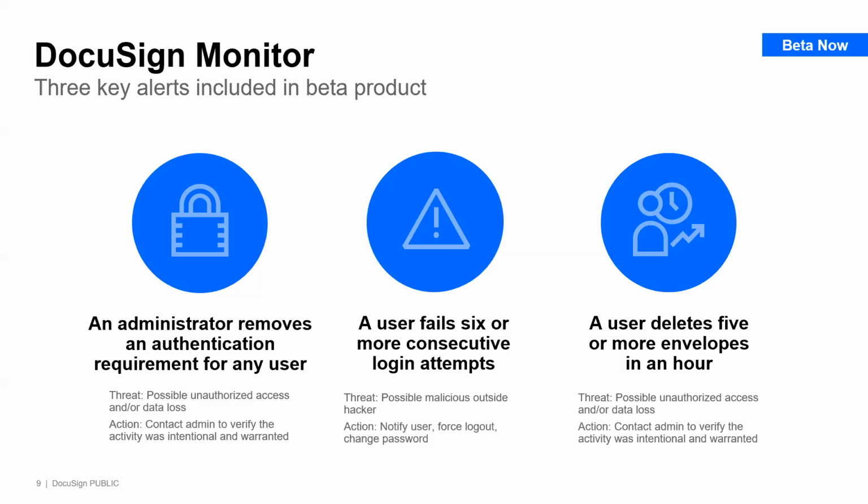Then lastly, we are dealing with data exfiltration. This is where if a user deletes 5 or more envelopes in an hour, that could potentially point to somebody who is a disgruntled employee and who is trying to sabotage the data, and it could result in possible data loss or unauthorized access. There again, you can step in because you're getting that alert to undelete the envelopes to prevent a data loss and make sure that the users who are basically deleting all of these envelopes, their permissions are restricted. You can inactivate their user account.